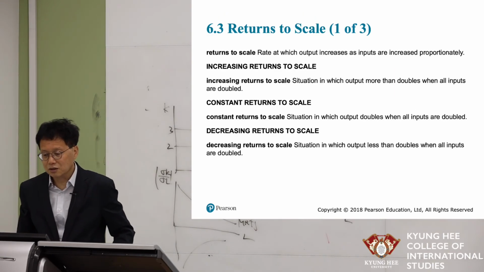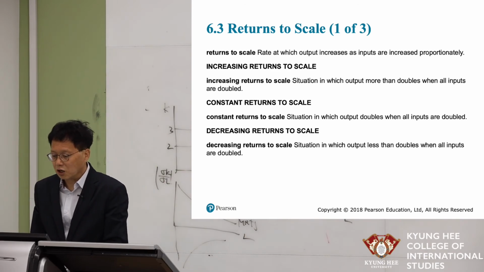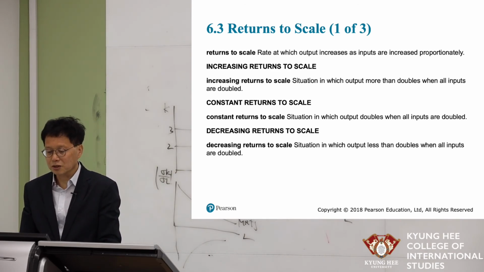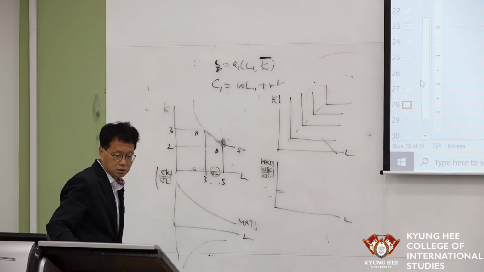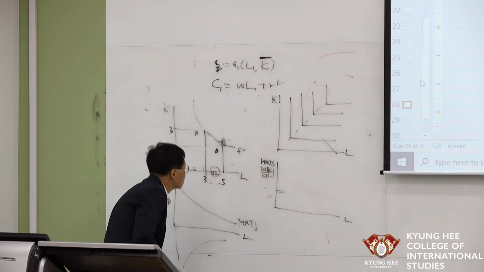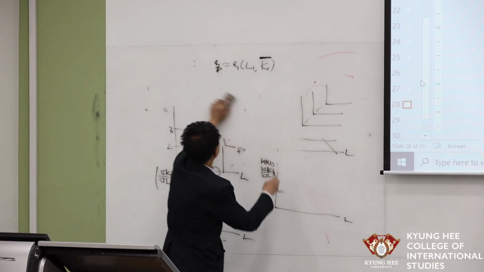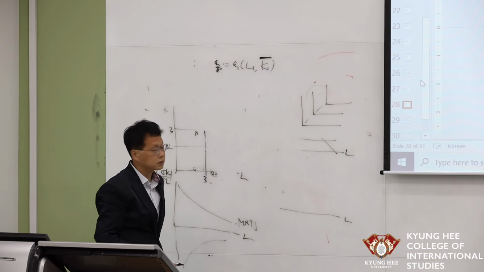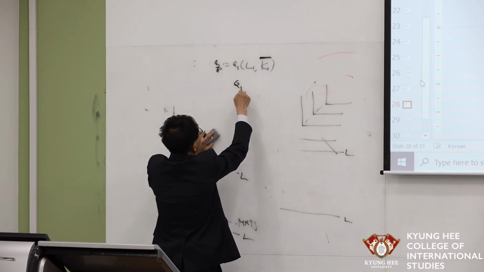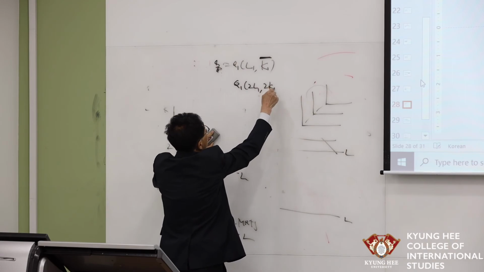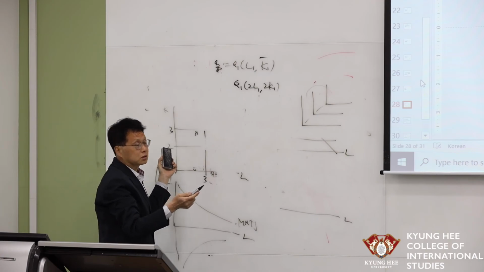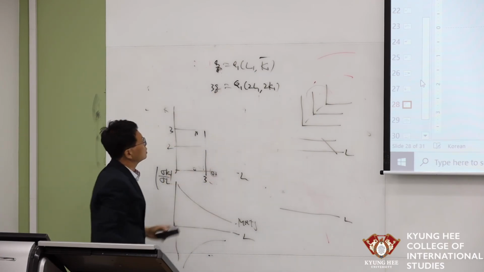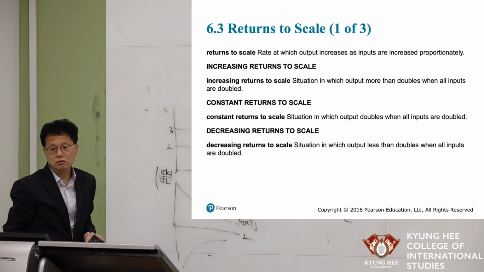Now finally we study returns to scale. The rate at which output increases as inputs are increased proportionately. Increasing returns to scale is the situation where output more than doubles when all inputs are doubled in this production function. For example, if input doubled, then total production is f(2L1, 2K1), isn't it? Input doubled, then output more than doubled, for example, 3Q, like this. That is increasing returns to scale.